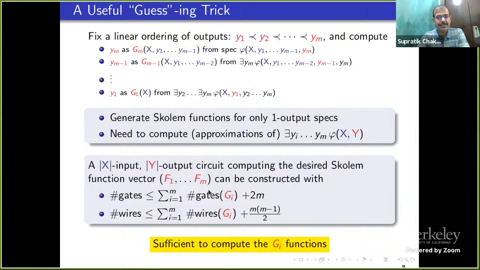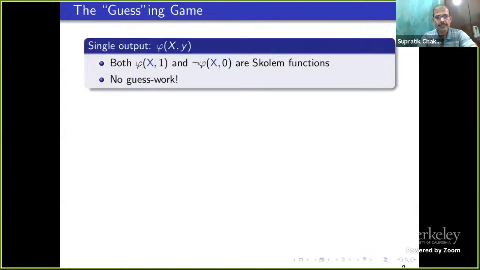And therefore, it makes sense to just focus on computing these functions g1 through gm, which really involves solving these two subproblems. How do I generate a scaling function for one output spec? And how do I compute the existentially quantified formula? How do I do the quantifier elimination, or at least compute approximations of that?